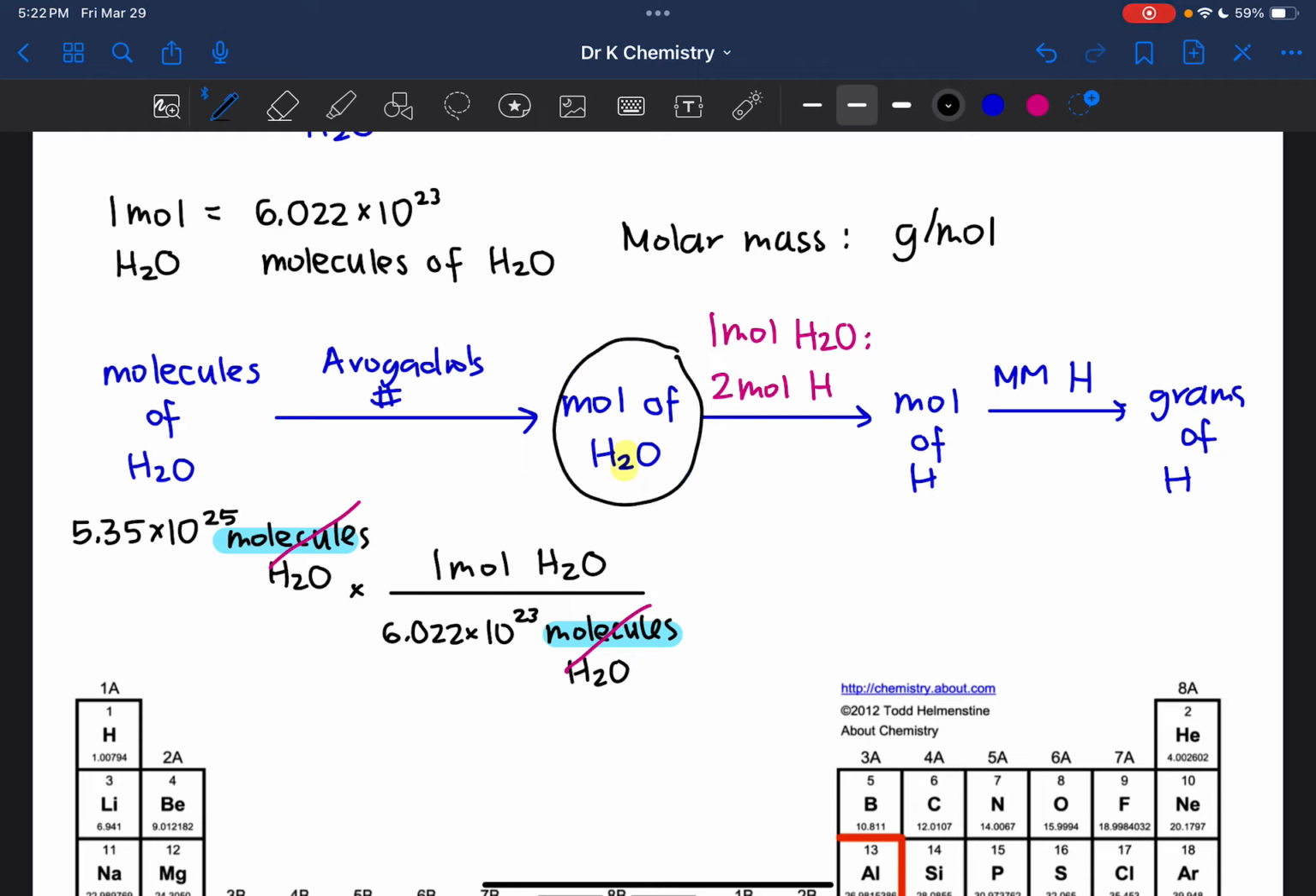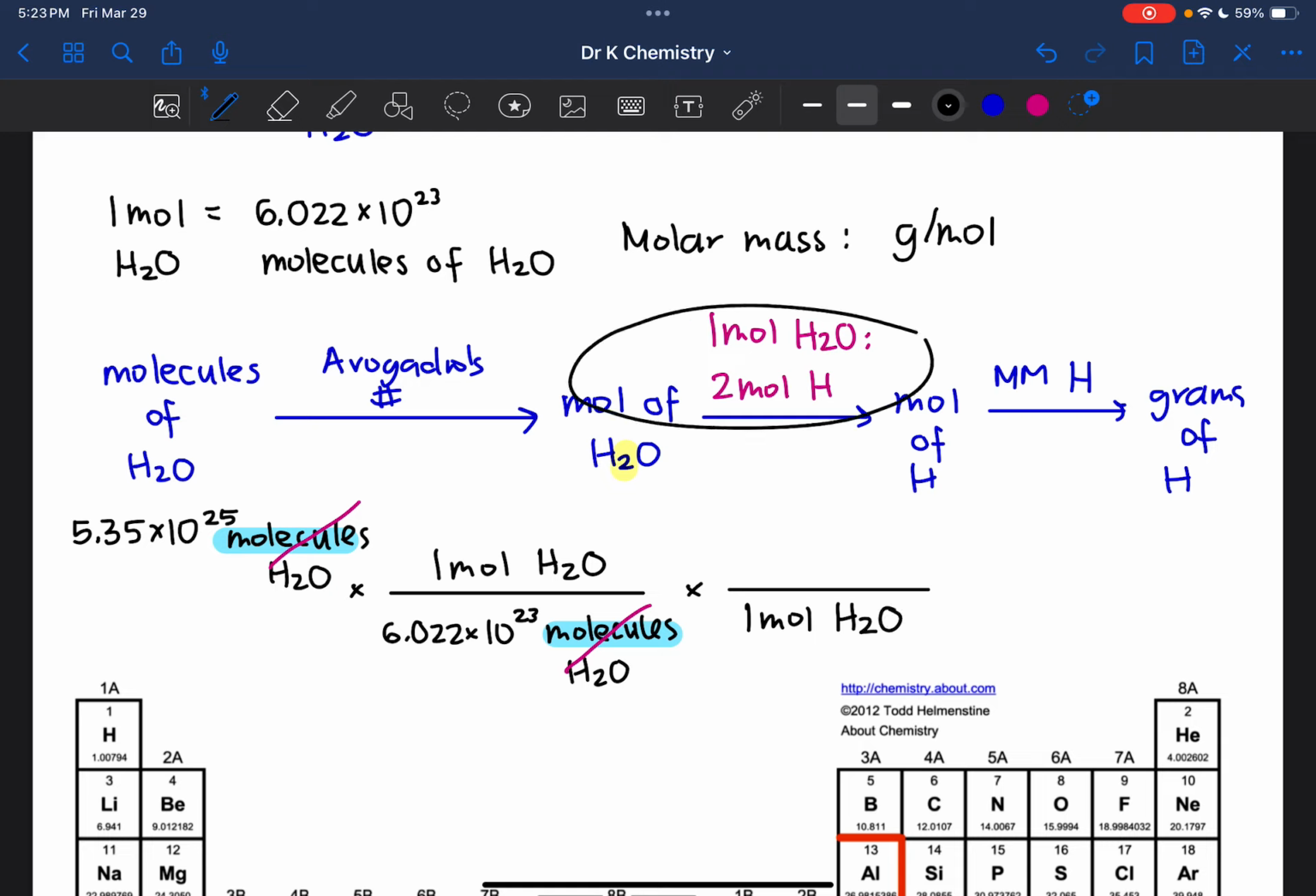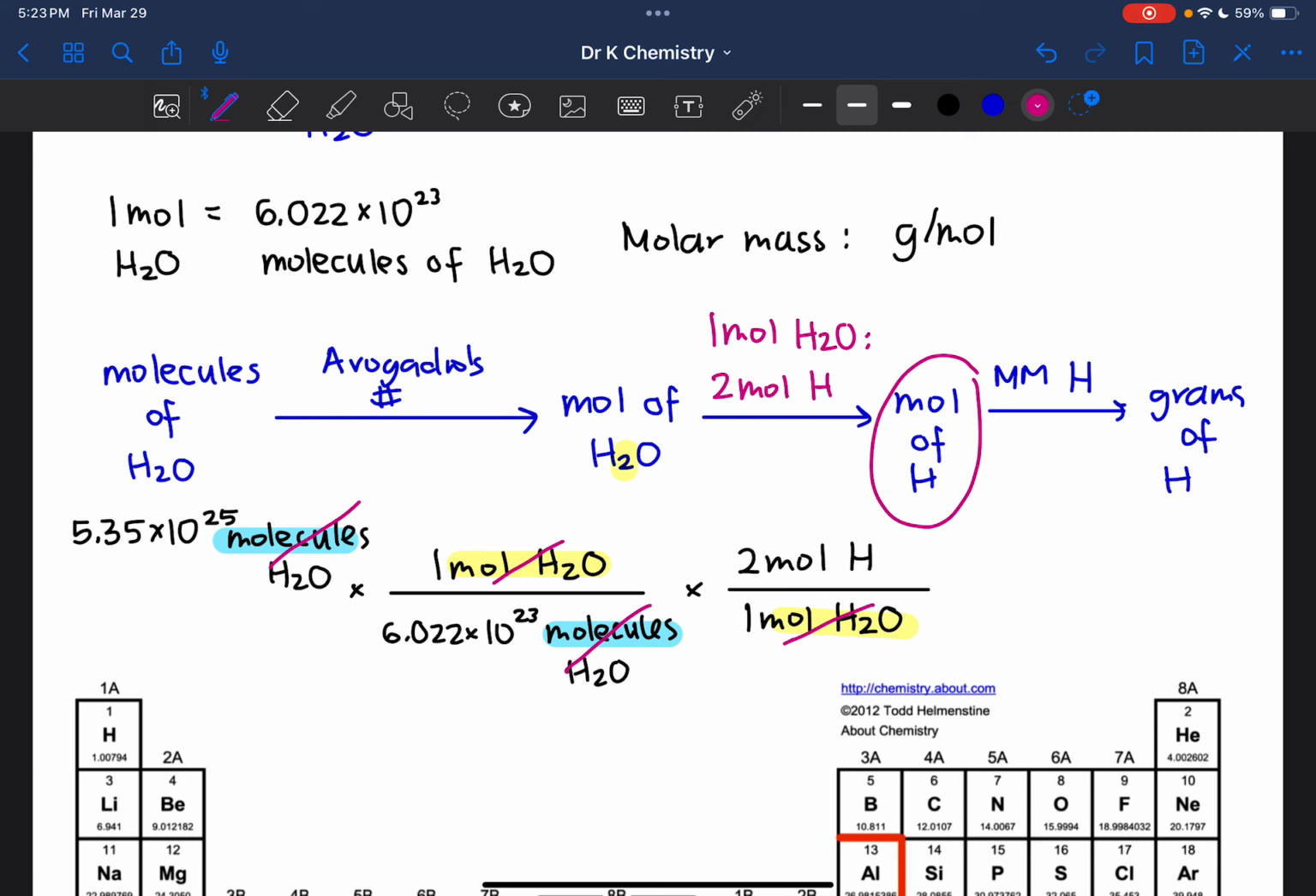So we are now here, and we are trying to get to moles of hydrogen, which means I need the moles of water to cancel out. So I'm going to put 1 mole of water in the denominator, and I'll use this conversion, which is telling me that in 1 mole of water, I have 2 moles of hydrogen. And of course, that just comes from the subscript in the formula. Now, I'm not interested in moles of water, so we can cancel that out, and now we have moles of hydrogen. So we are now here, and we are trying to get to grams of hydrogen.